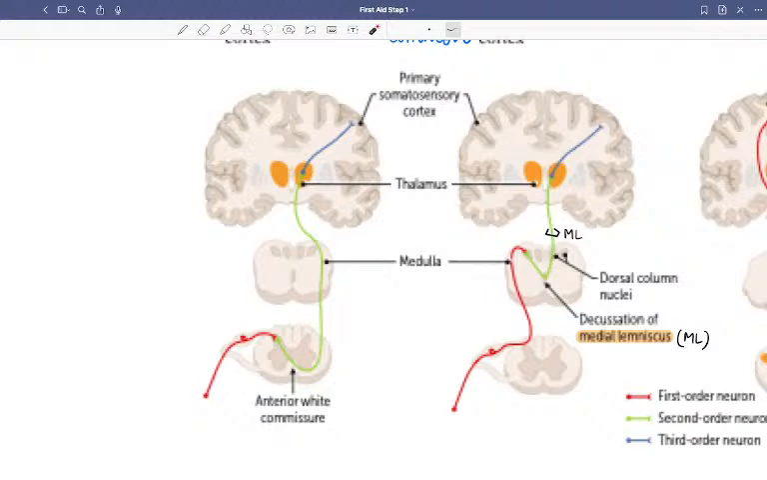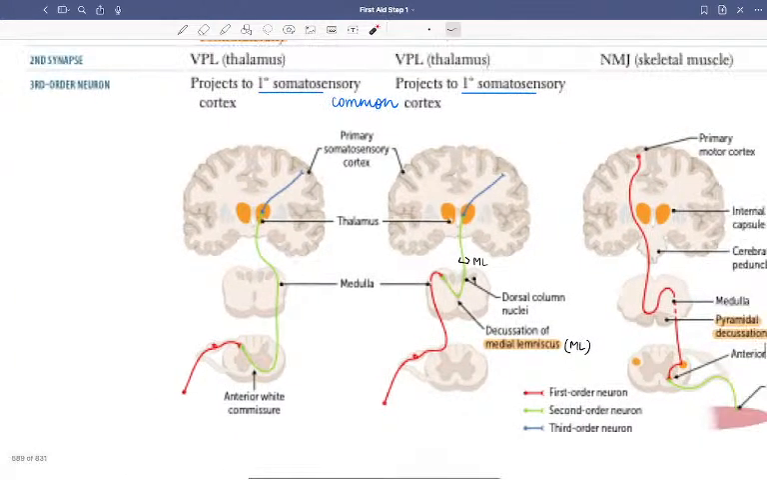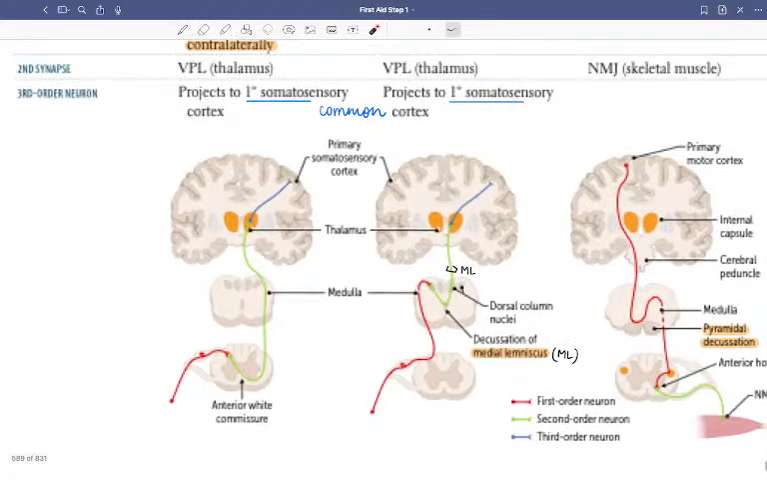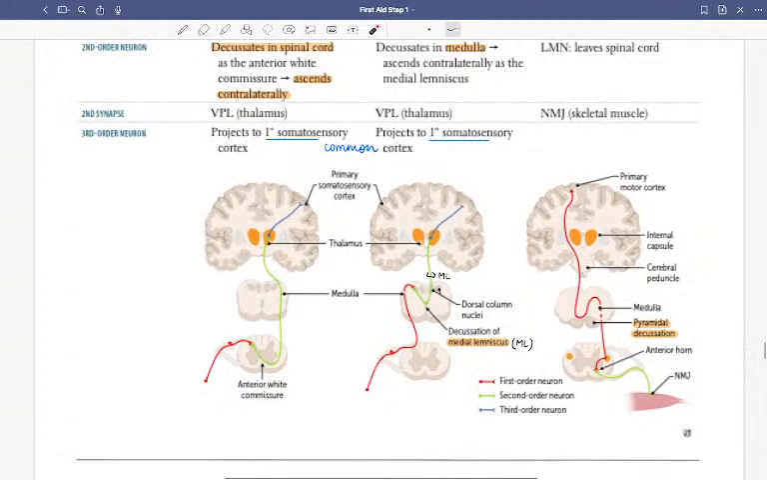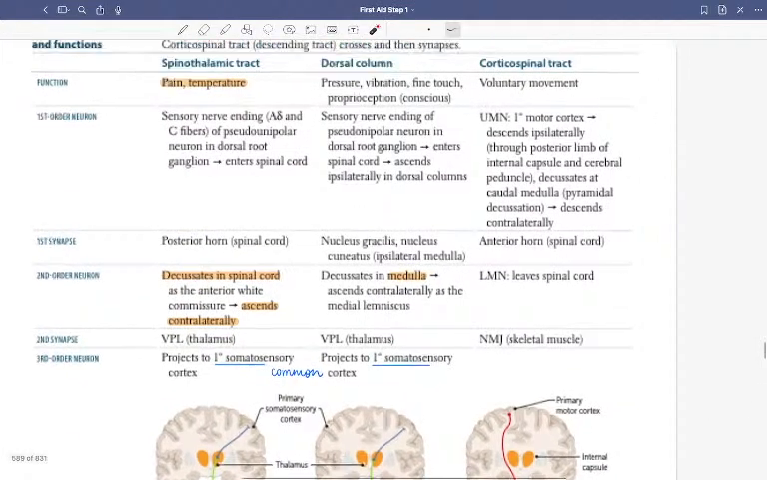The VPL is the ventroposterolateral nucleus of the thalamus. The VPL is the same for the dorsal column also. For the dorsal column we have the VPL, and for the lateral spinothalamic tract also we have the VPL. So that one was ascending contralaterally, the spinothalamic tract.